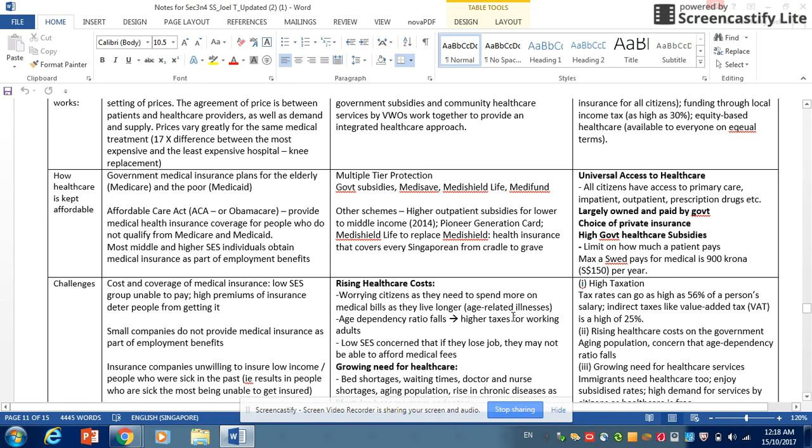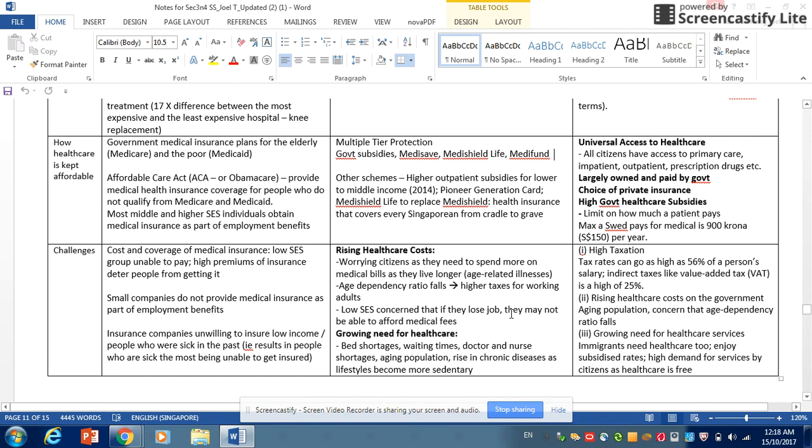Now, the challenge is still there that people are now living longer and their related illnesses are also becoming more. Also, as we become an aging population, our age dependency ratio falls, which means that higher taxes are needed for working adults because they need to support more elderly in the country. Also, the lower income Singaporeans are concerned that if they lose their jobs, they might not be able to afford medical fees because they no longer have any MediSave savings.